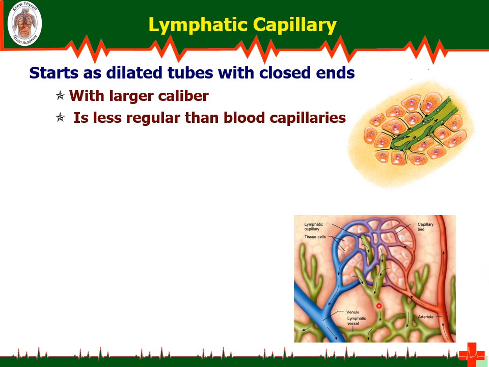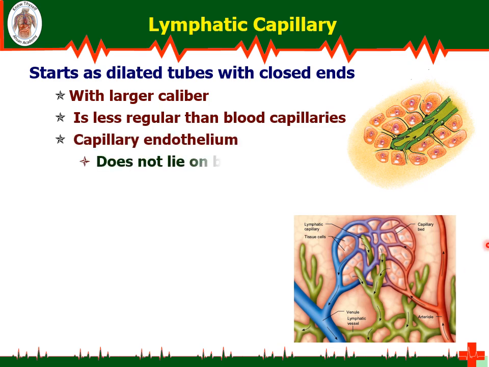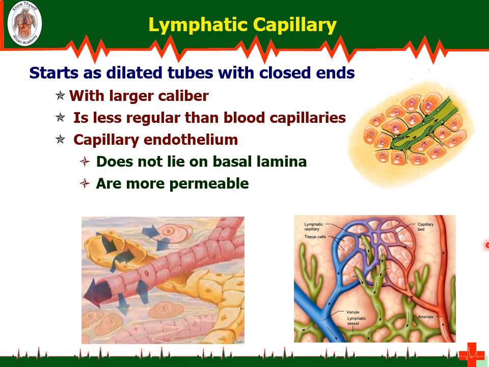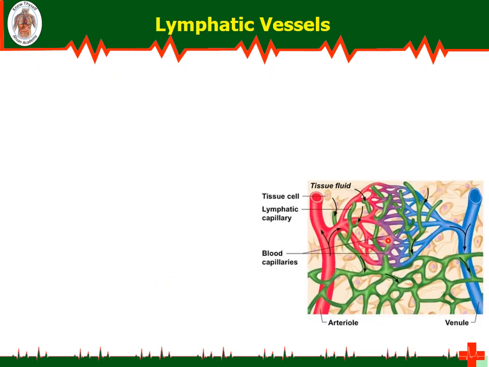It is very close to the sinusoids, but still thinner than the sinusoids. The capillary endothelium is there, but the basal lamina is absent. They are very, very permeable, even more permeable than any type of blood capillary. You can see this is more irregular.